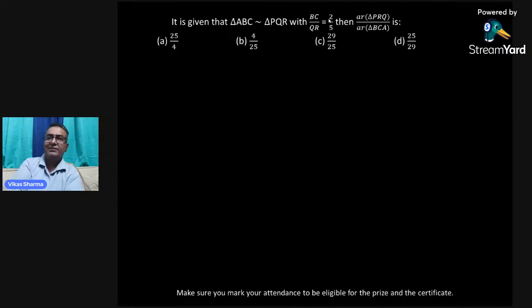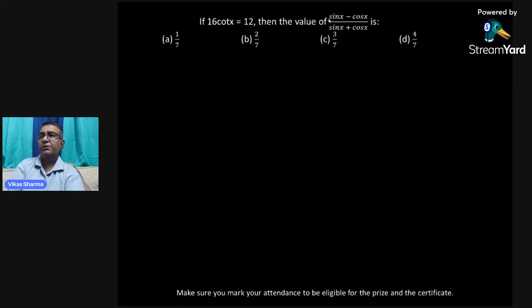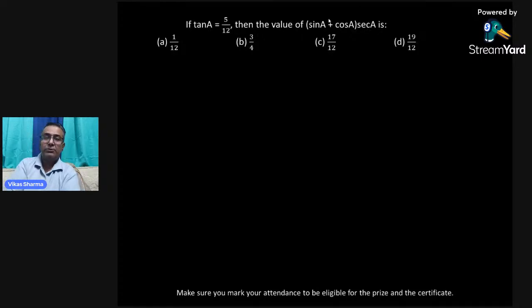Right, question number 9 is on similar triangles. So ratio of 2 sides are given, they need the ratio of areas. Question number 10 is, I think, does not look like trigonometry. Right angle triangle must be trigonometry only. Yes, trigonometry. Question number 10. Question number 11 is again trigonometry. If 16 cot x is equal to 12, you have to find the value of this. Question number 12 is similar, same values are given, but you have to find the value of a different expression. Question number 13 also is trigonometry. Tan A they have given, you have to find the value of this expression.